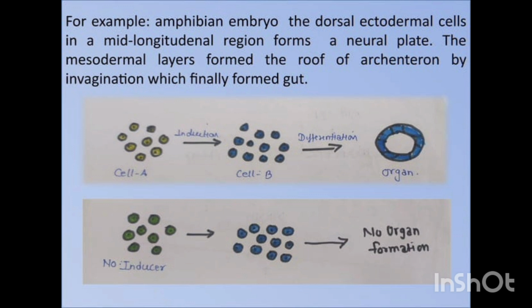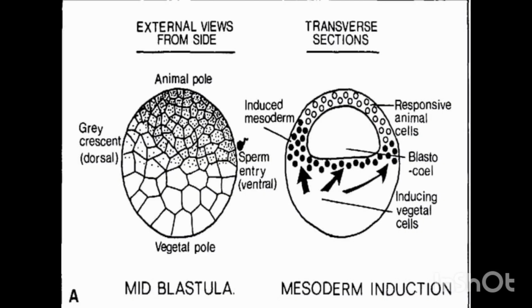For example, in the amphibian embryo, the dorsal ectodermal cells in a mid-longitudinal region form a neural plate. The mesodermal layers form the roof of the archenteron by invagination, which finally forms the gut. In the diagram, cells A and B together are induced by an inductor or organizer, undergo differentiation and form an organ. Without the inducer, there is no organ formation. This diagram clearly shows the external views from the side and transverse sections in which an inductor or organizer works.